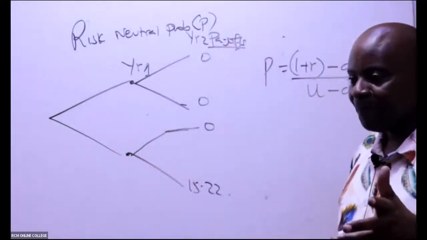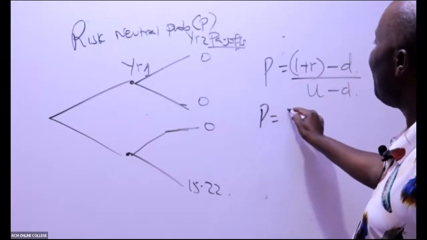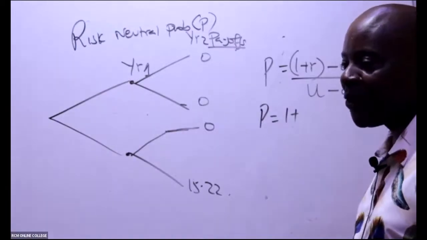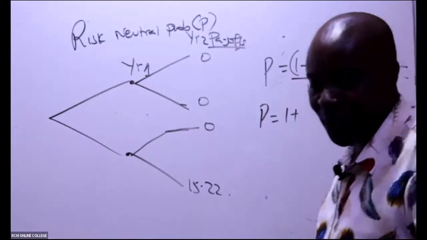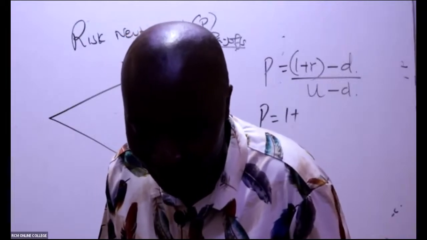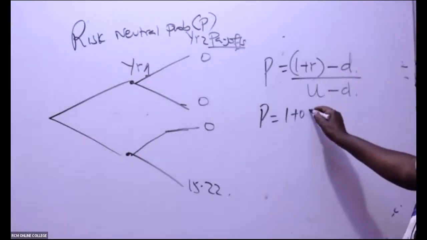So then, ladies and gentlemen, this risk-neutral probability, it will be 1 plus. Are you able to remember this risk-free rate of return? It's given in the question. I'm alone, but I will overcome. 5%, isn't it? So 0.05.